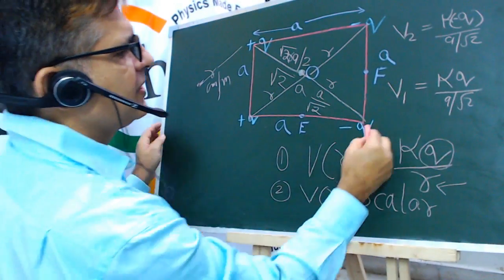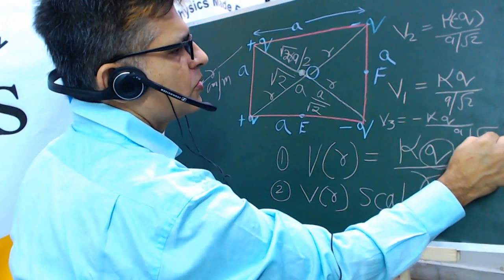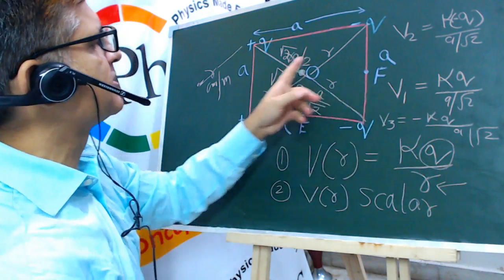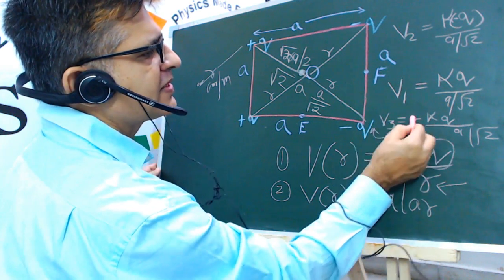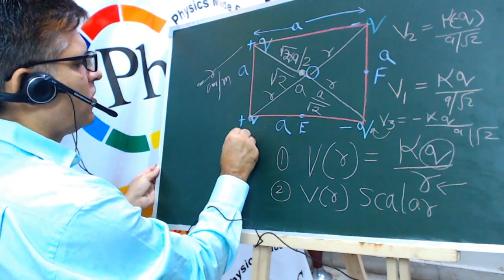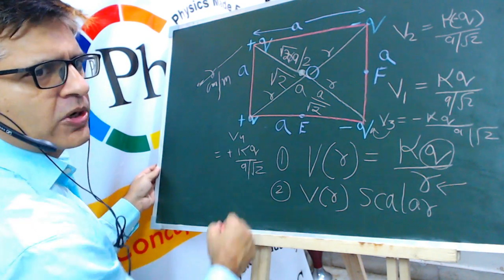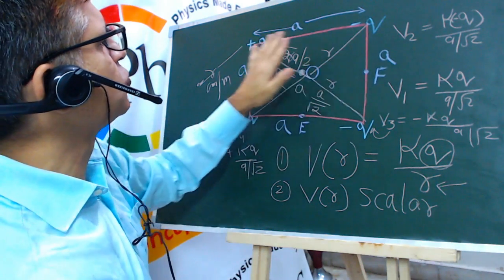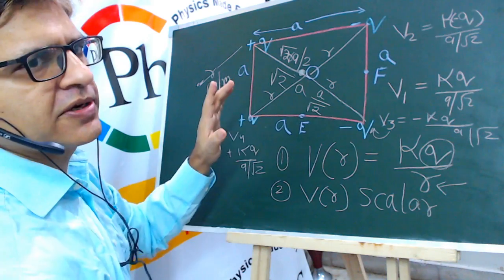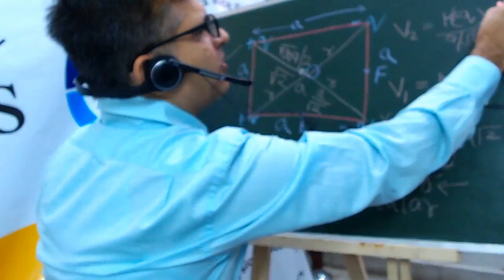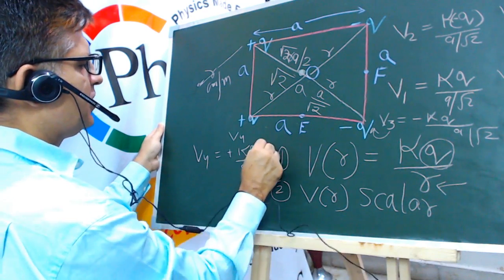And then of course I can calculate V3, which is again minus KQ upon a by root 2. The reason for the minus sign is that I'm assuming this to be charge number 3, and therefore the potential carries the sign of the charge itself. And then you can calculate V4 also, which is plus KQ upon a by root 2. So you have a sense of what the individual potentials are. Now these are numbers, and obviously the SI unit is volts.